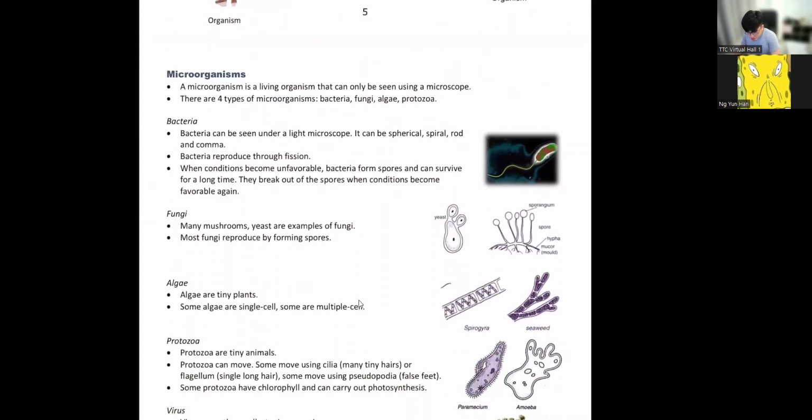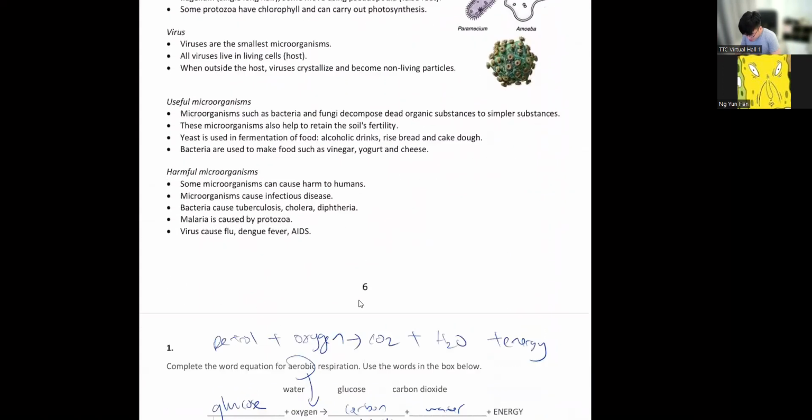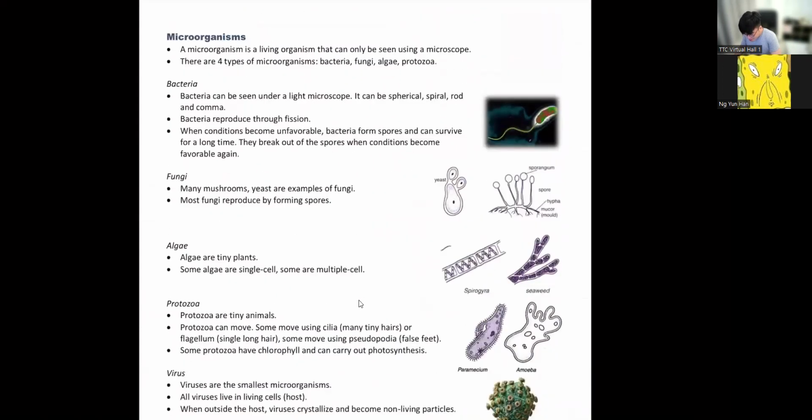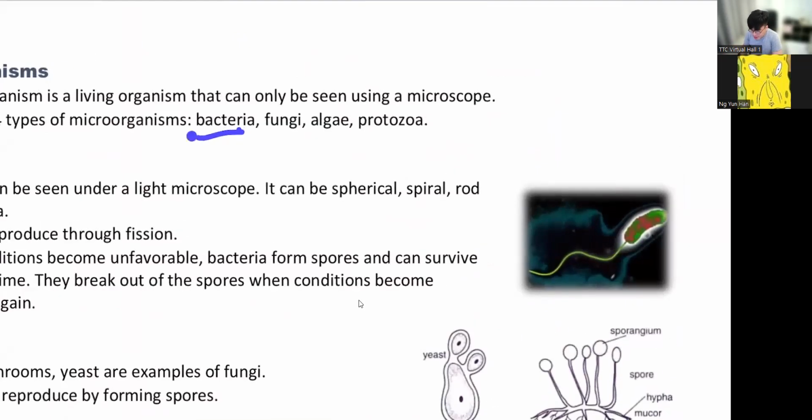So the next part is your microorganisms. Okay, I'll just quickly go through this. So what are microorganisms? They are just tiny living things. A microorganism is a living organism that can only be seen using a microscope. You can only see them using a microscope, as you know. So there are 4 types that you should know. We have bacteria, we have fungi, we have algae, and we have protozoa.